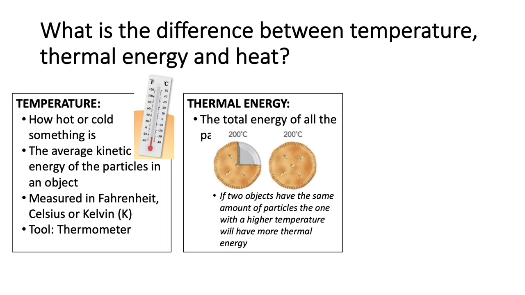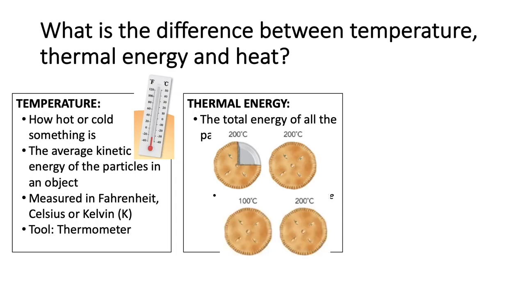If two objects have the same amount of particles, then the one with the higher temperature has more thermal energy. So here we have two full pies. The one that's at the higher temperature, 200 degrees Celsius, is the one with more thermal energy.